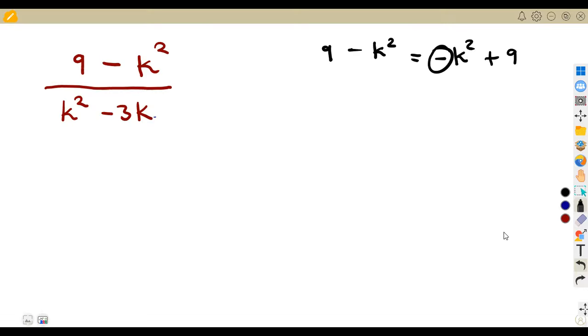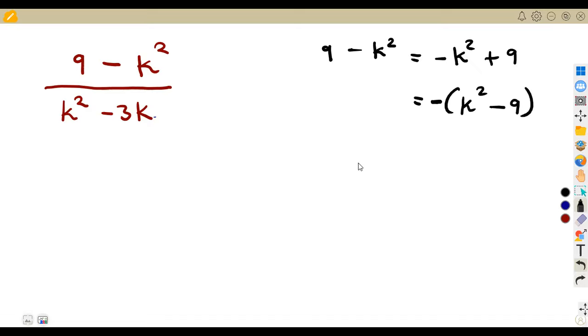How can I make it a positive? I have to factor out that negative, which is affecting k squared. So if I factor out this negative affecting k squared, it means I'm going to have negative divided by a negative. Negative divided by negative gives us what? A positive. Now our k squared is positive. But it does not end at k squared. It also has to go through the other term, 9 divided by a negative. So it's a positive versus a negative. Positive and negative gives us a negative. So it will be minus 9.